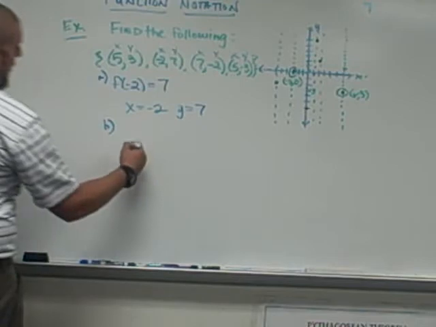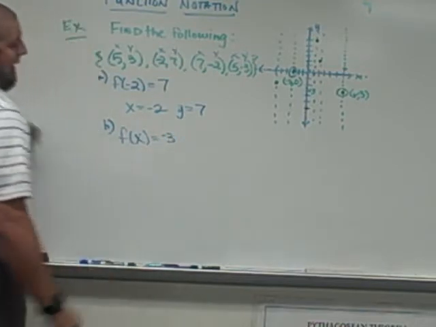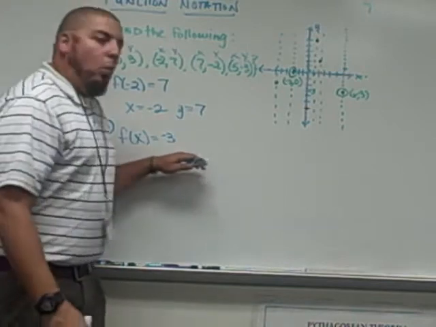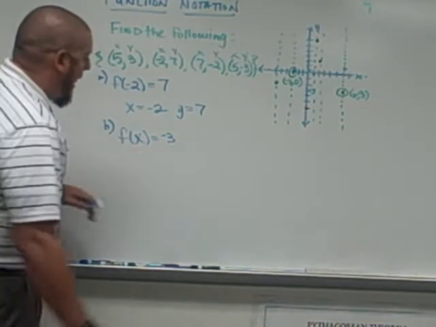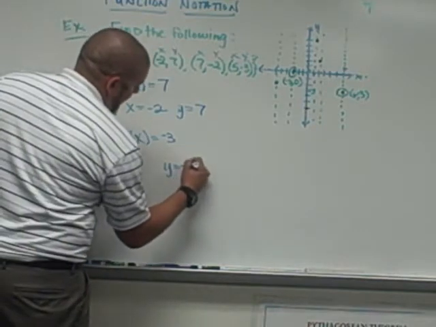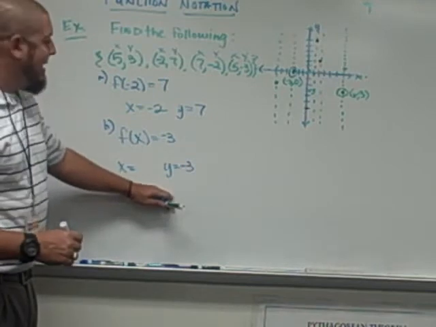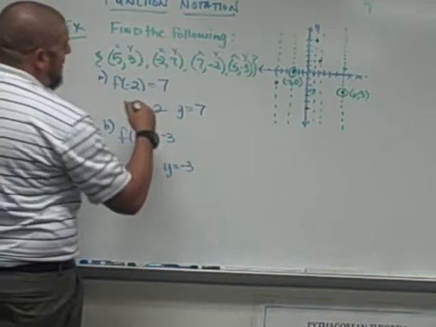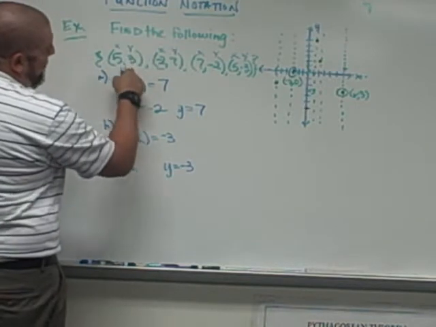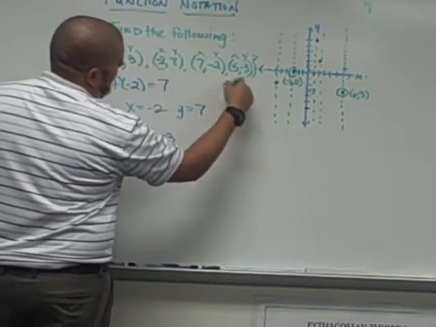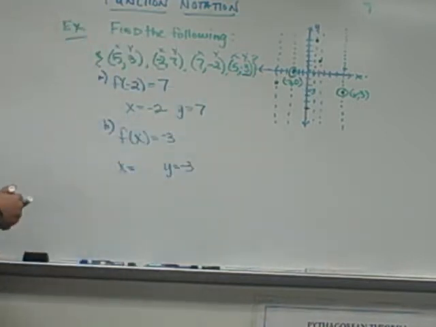Let's say we're given f of x equals -3. Again, okay, what am I given this time? This time I'm given the y value. It's telling me the y value is -3. So if the y value is -3, what is my x value? Okay, all I have to do again is go up to my ordered pairs and find my y value that's -3. Well, here's a y of 3, y of 7, y of -2. Here's my y of -3. What x value is associated with that one?